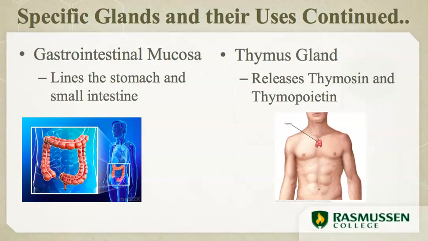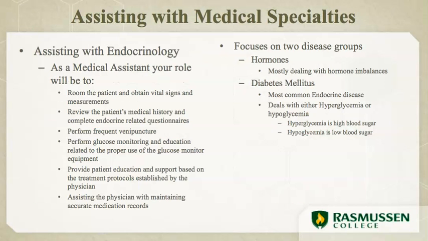So now that we have discussed pretty much all of the glands and what their functions are and what they produce, we need to talk about how you assist in medical specialties like endocrinology. So endocrinology is the study of those endocrine systems, and there are 2 types of glands that we focus on, exocrine and endocrine. Exocrine will carry and secrete hormones into ducts, where endocrine glands secrete hormones directly into the bloodstream.